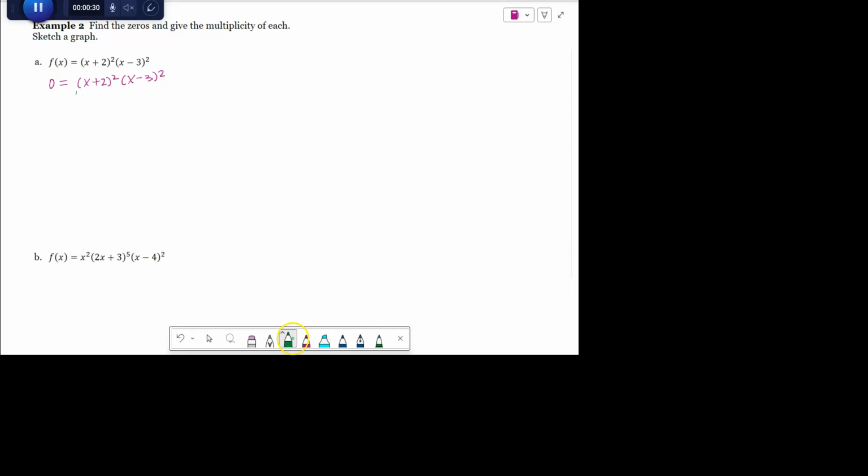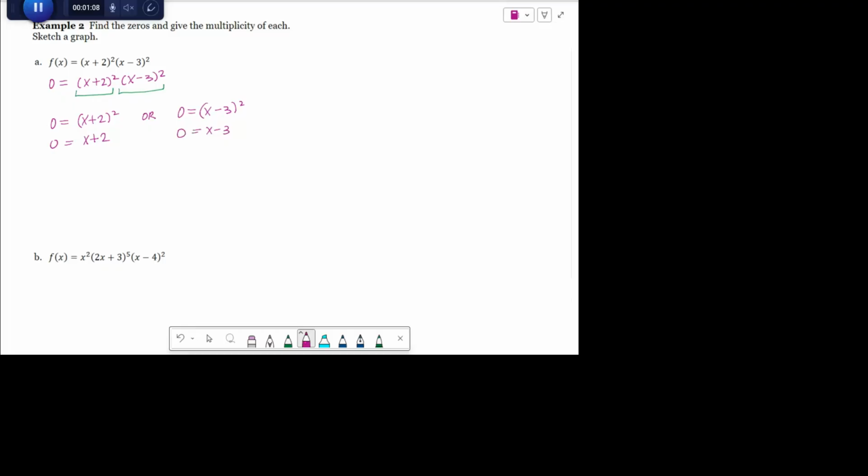You'll notice that each of these factors is repeated twice. That means that the multiplicity of each of those zeros or x-intercepts is equal to 2. So if we split this into two different equations, we have 0 is equal to x plus 2 squared, or 0 is equal to x minus 3 squared. Technically, we could take the square root of both sides and we would just have x plus 2 equals 0 and x minus 3 is equal to 0.